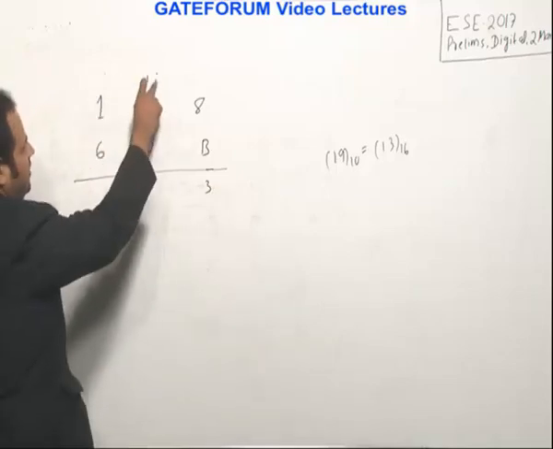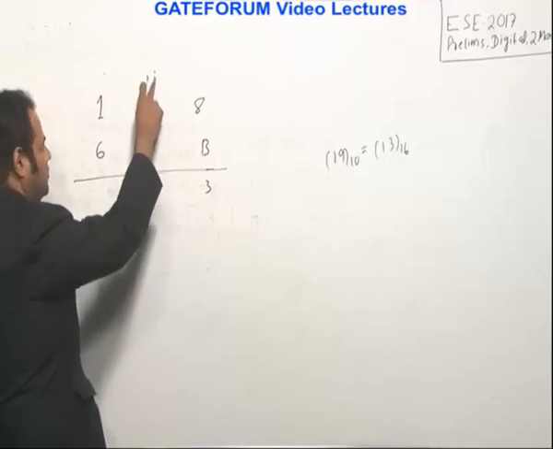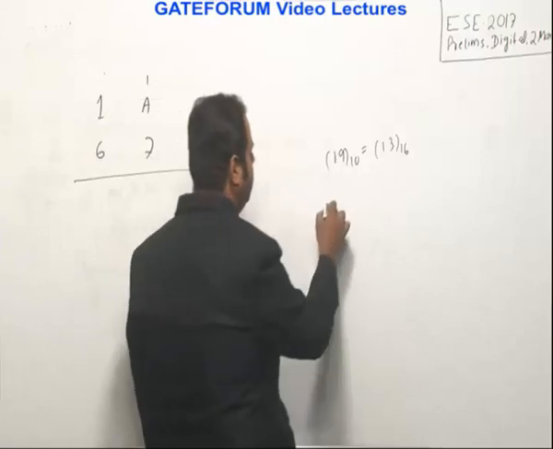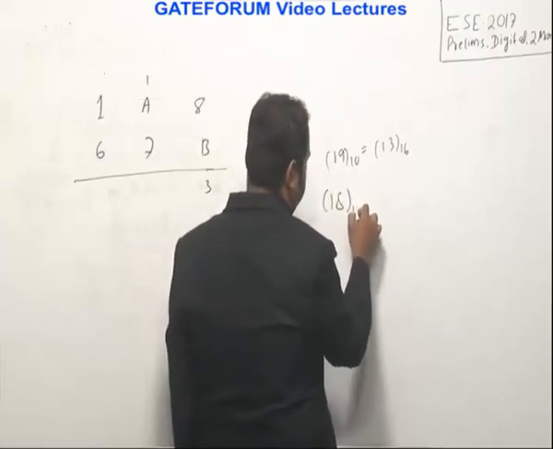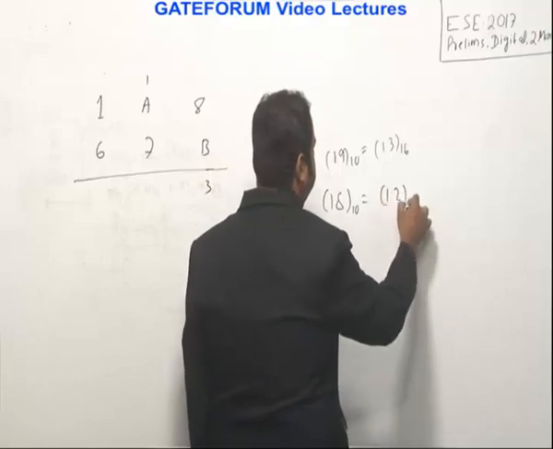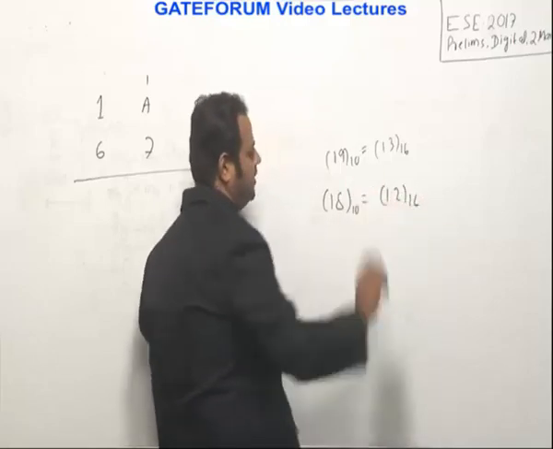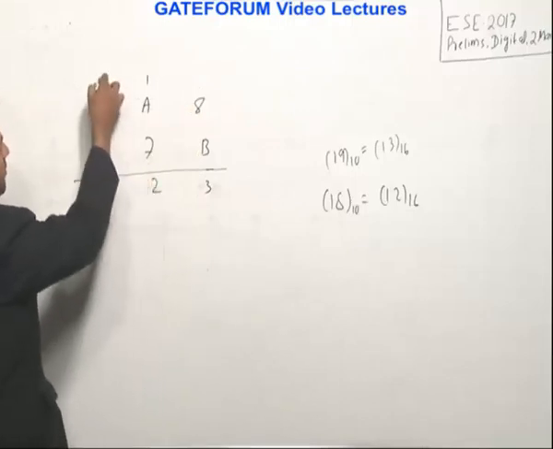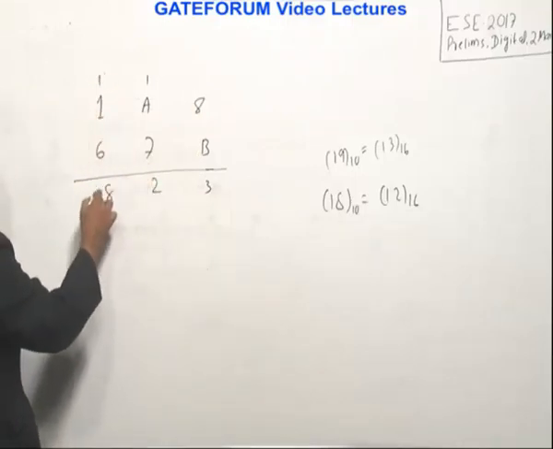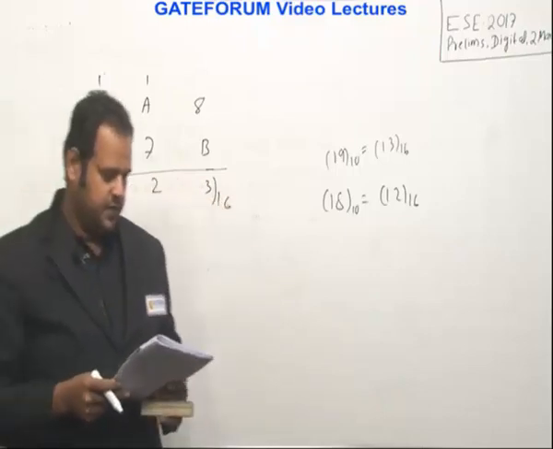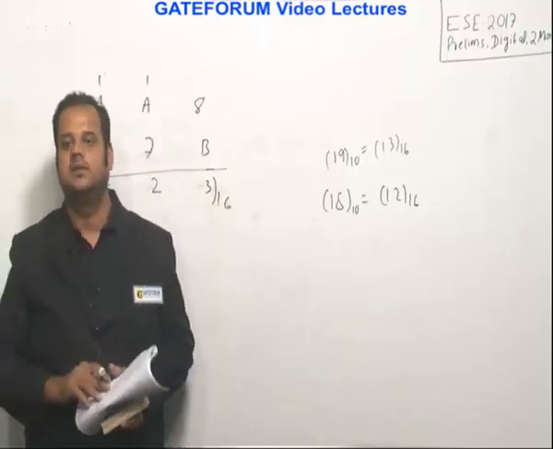So this is 1 and A is for 10. So 10 plus 1, 11 plus 7, 18. So what is 18? If I think of 18 in base 10, how much will this be in hexadecimal form? This will be 12 in hexadecimal form, so that 16 plus 2 becomes 18. So I will be getting here 2 and again the 1 will be carried to this. So this happens to be 8. So the answer is 823 base 16, which is given in option C, and C is the right answer for this.